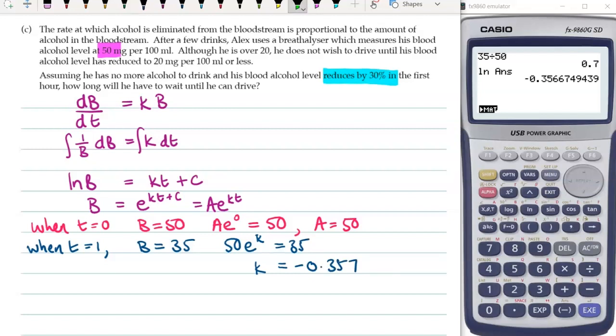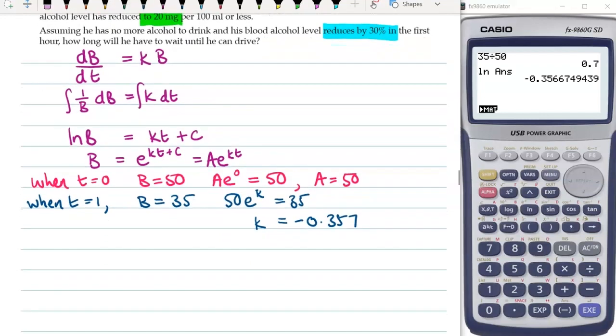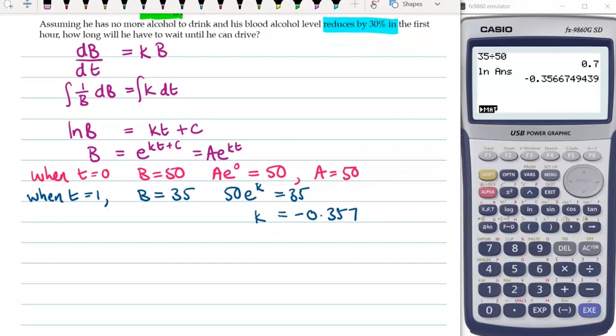We want to know when does that reduce to being 20 or less. So we want to set our equation of A e to the KT, so 50 for A, e to the KT, so minus 0.357t, when does that get to be equal to 20? Oh, I missed a t that goes in there.